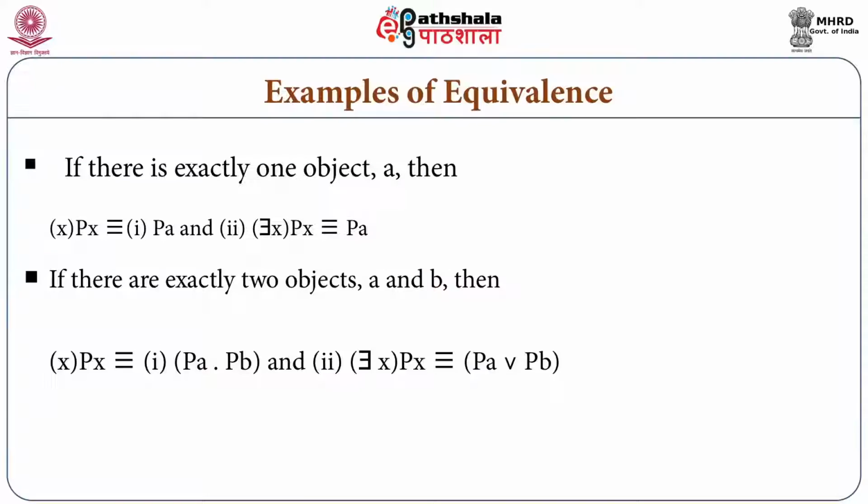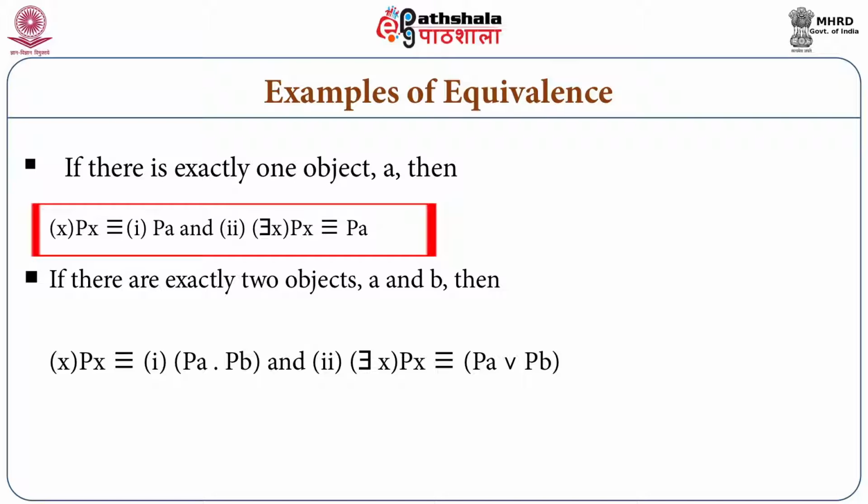For example, if in our universe of discourse there is exactly or only one object, let us name it a, then we can show the equivalence of a quantificational sentence with a compound of singular propositions in this way. The quantificational sentence will look like: for all values of x, x is P. It can be shown to be equivalent to Pa. That is, we are assuming that there is only one entity, one object called a.